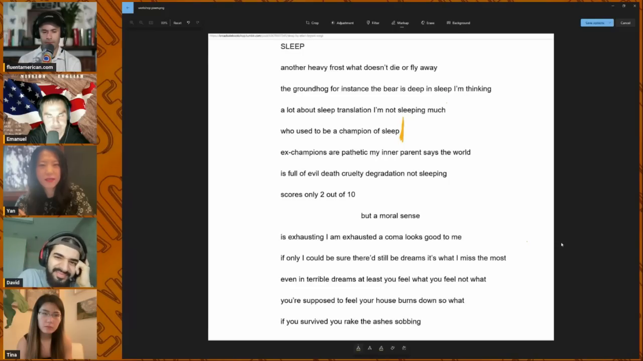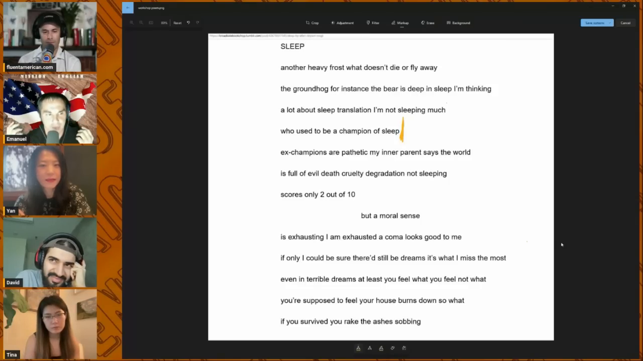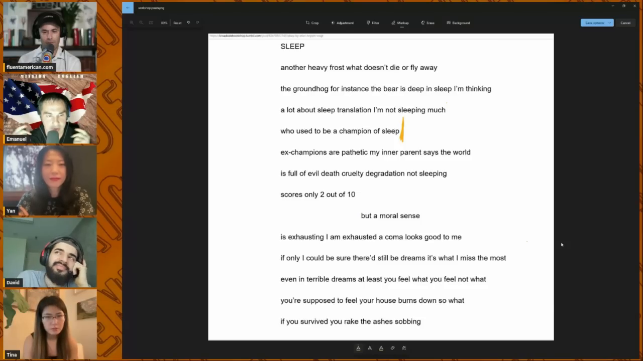Heavy frost used to be a champion sleeper. Now, apparently, he doesn't. He used to be at peace, you know, peace of mind, and now he's not. So I was kind of regretting that.